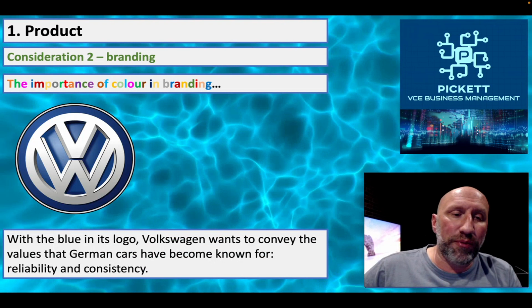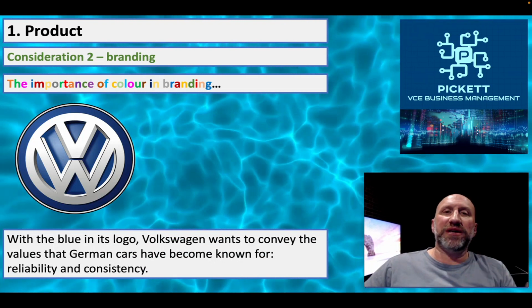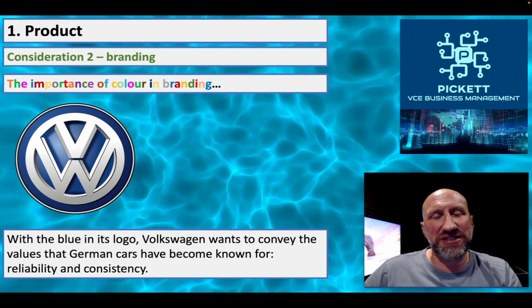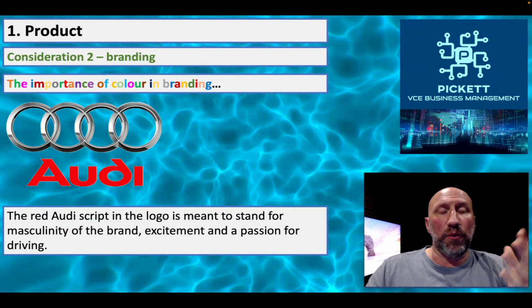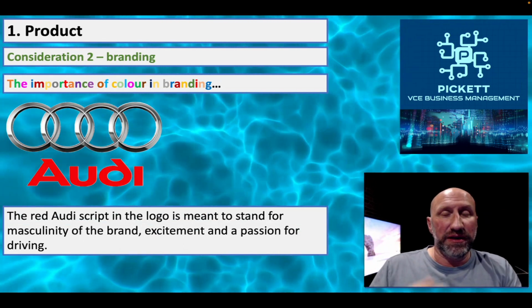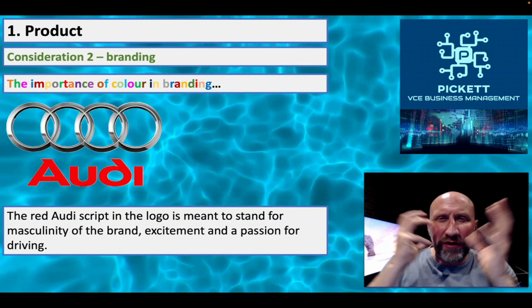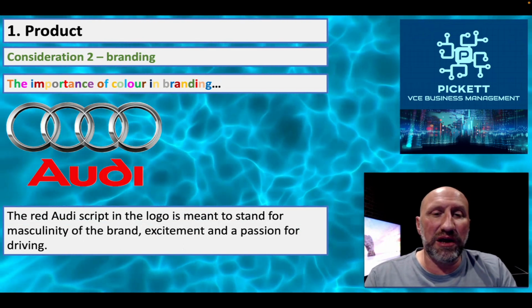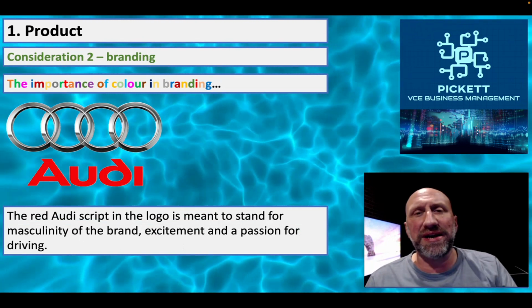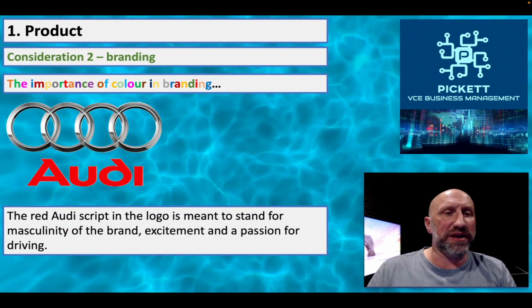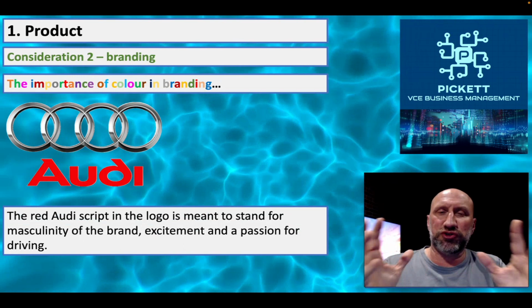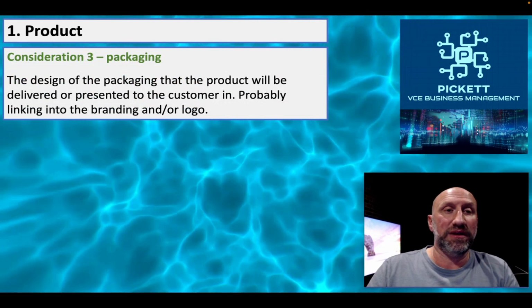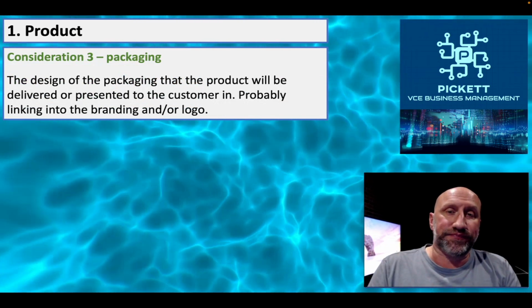Volkswagen, German car brand, again with the blue. Volkswagen's trying to convey the values that German cars are associated with, so the idea of reliability and consistency, that kind of thing. Whereas another German car brand, Audi, and if you know anything about cars, in the eyes of customers, Volkswagen and Audi are seen very differently. So the red script in the logo there is meant to stand for the masculinity of the brand, excitement, passion for driving, that sort of thing. So both German car brands, but both trying to portray something very different through their logos, including through the use of colour.